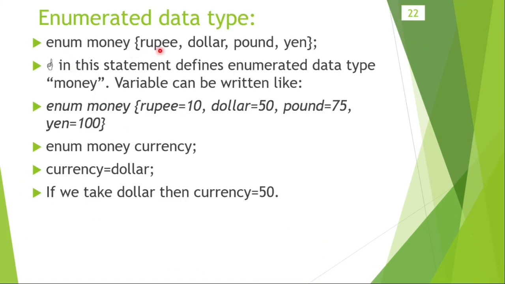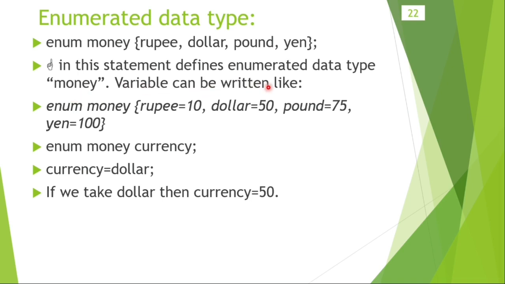Enum money rupee, dollar, pound, yen, then semicolon. Now in the above statement syntax, this statement defines an enumerated data type, which is money. Enumerated data type is money. So money types are given: rupee, dollar, pound, etc.